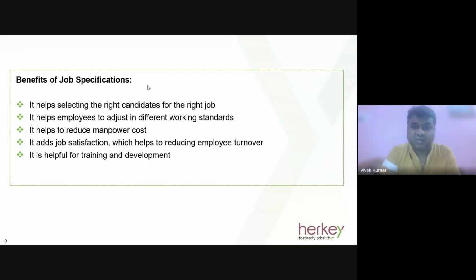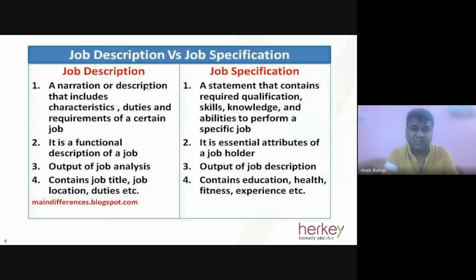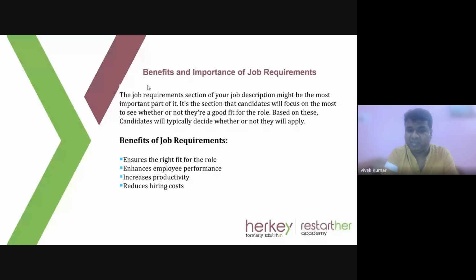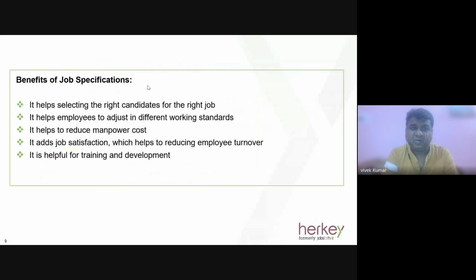So now let's talk about the job specification. We already talked about the benefits of job requirements, right? Now we're going to talk about the benefits of job specifications. So the first point, again, is very similar to what we discussed in the job description. It helps you in selecting the right candidate for the right job. Okay, so that's always the most important benefit.